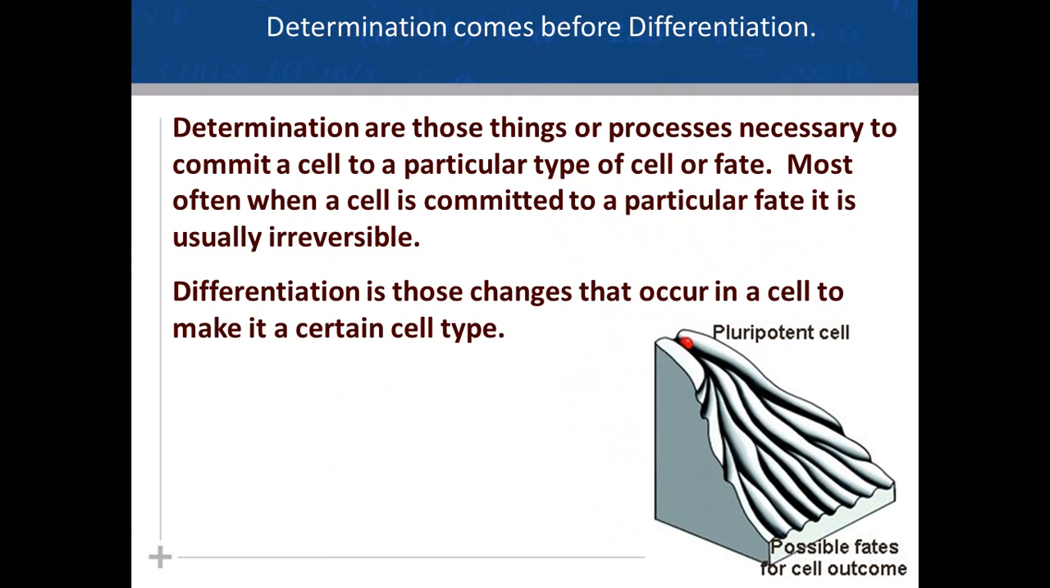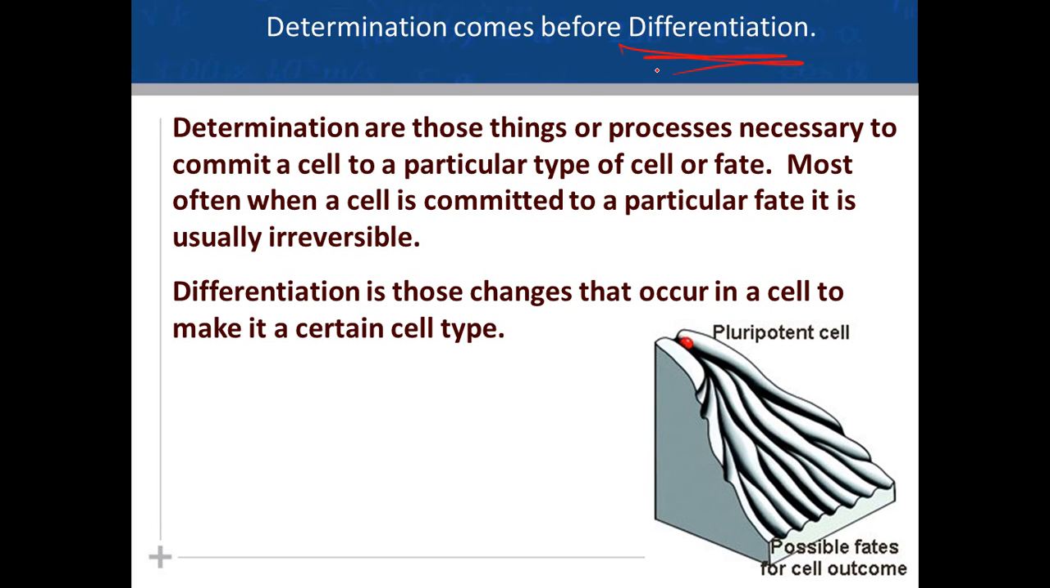Now, in terms of a cell becoming differentiated, we need to talk about a concept of determination. Determination are those things or processes necessary to commit a cell to a particular type of cell or a fate of a cell. Most often, when a cell is committed to a particular fate, it's usually irreversible. Once a cell is determined, then differentiation is going to occur.